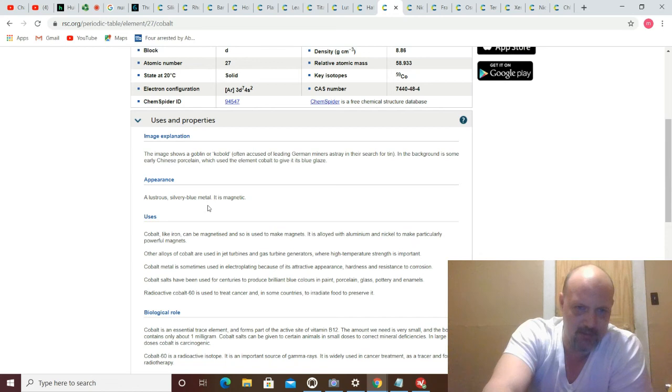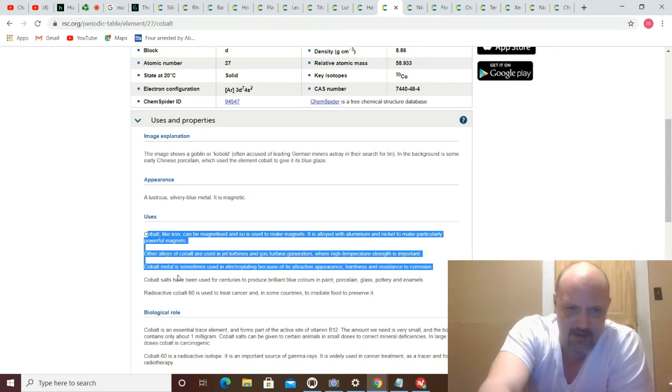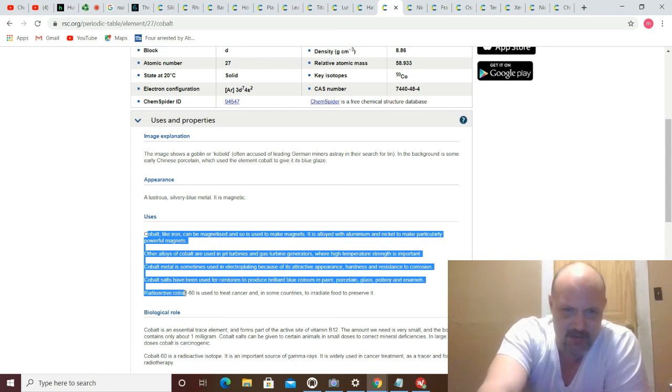A lustrous silvery blue metal, and it's magnetic. Cobalt is like iron and can be magnetized to make magnets, alloyed with aluminum. It's got other uses: jet turbines, turbine generators where high temperature strength is important. Cobalt salts have been used for centuries to produce brilliant, bright blue colors in paint, porcelain, glass, pottery, and enamels. There's more there.